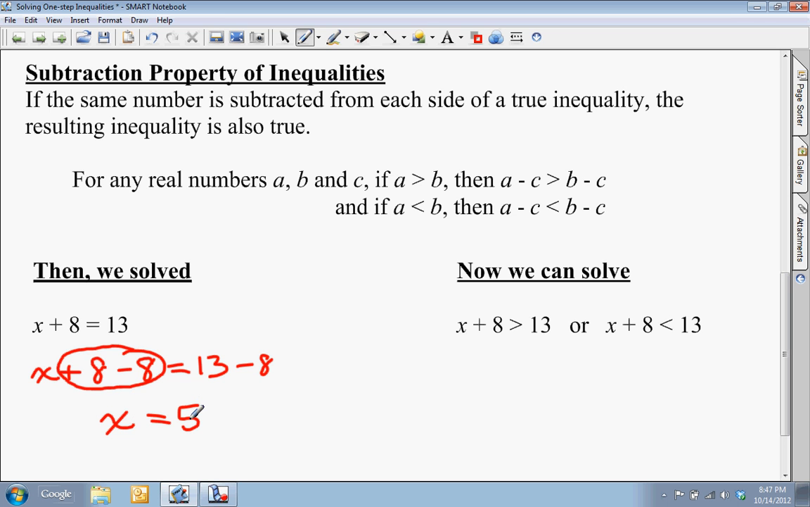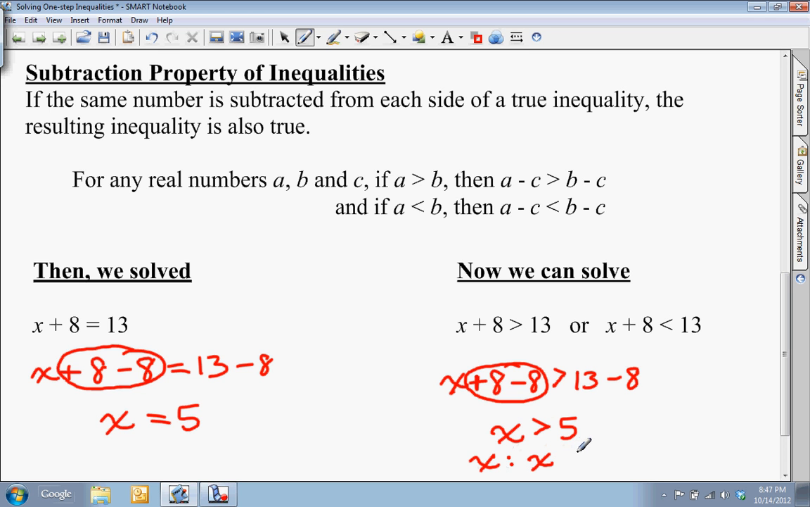Well, now we can also apply that to inequalities. Again, if this is an addition problem, we should subtract 8 from both sides in order to get the variable to stand alone. These give us 0. X is now by itself. So now we are saying, again, using our set builder notation, all numbers of x for which x is greater than 5. So numbers like 6, 7, 8, and so on.